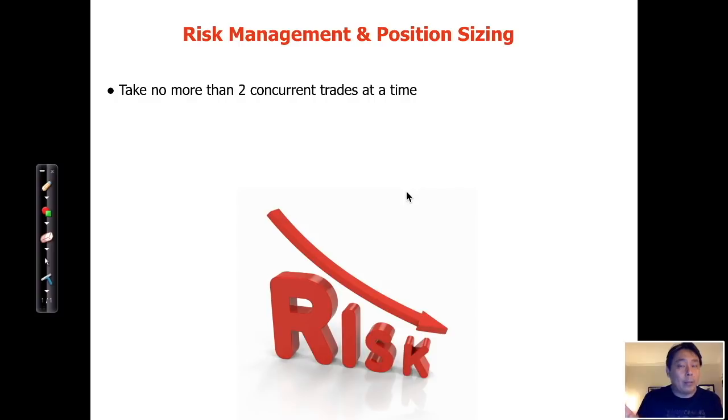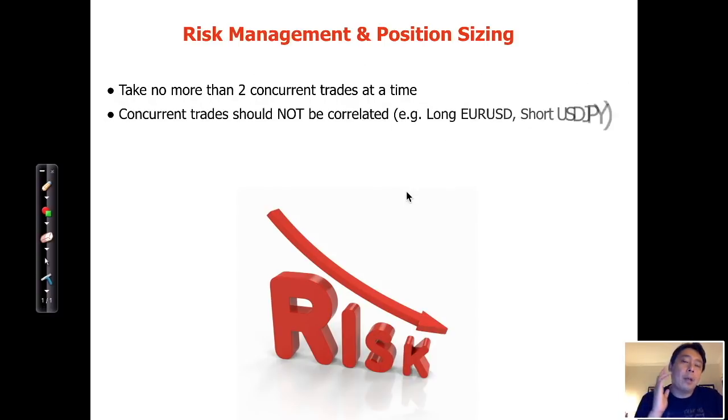I don't take more than 2 trades at one time, because when I take a trade, I'm risking, say, 2%. If I take 2 trades, I'm risking 4%. Okay, so no more than 2 trades at one time. And if I am taking 2 trades at the same time, they cannot be correlated. What do I mean? For example, if I go long EUR/USD, it means I'm bullish on the Euro and bearish on the dollar. And if I take another trade and I'm shorting USD/JPY, which means now I'm bearish on the dollar, okay, I'm bullish on the yen. Both trades are correlated, because over here I'm bearish on the dollar, and I'm also bearish on the dollar. So if the dollar goes up, both trades will lose. That's not a good idea, right?